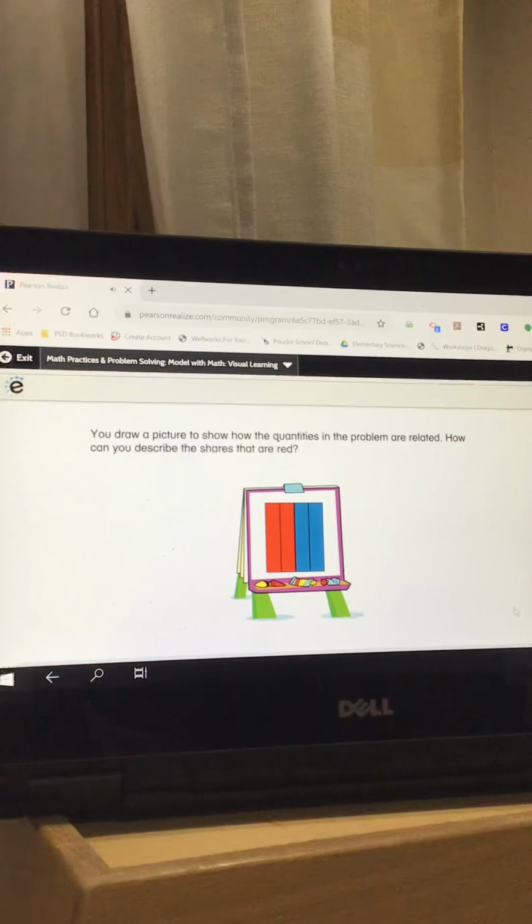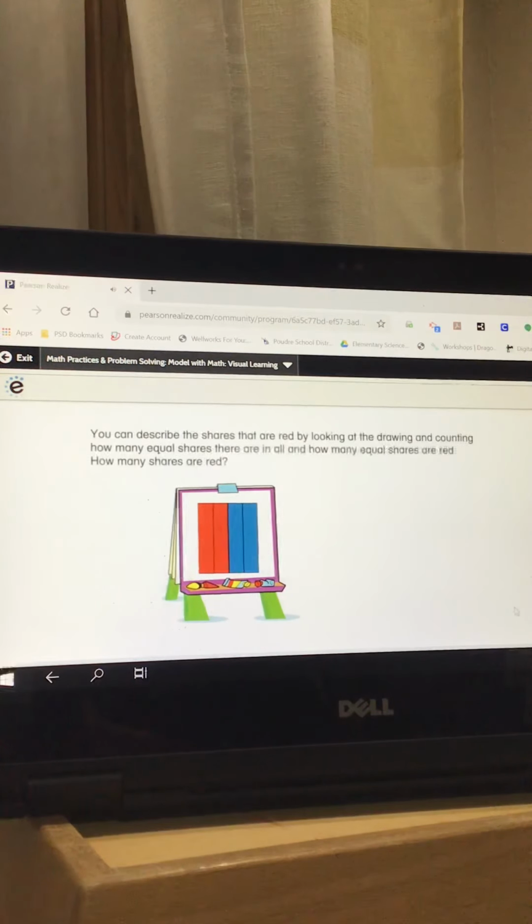You draw a picture to show how the quantities in the problem are related. How can you describe the shares that are red? You can describe the shares that are red by looking at the drawing and counting how many equal shares there are in all, and how many equal shares are red. How many shares are red?